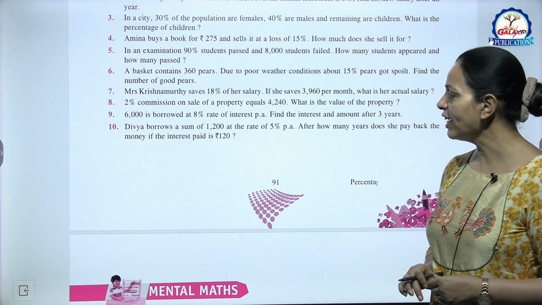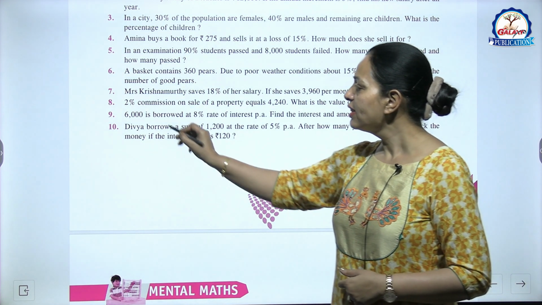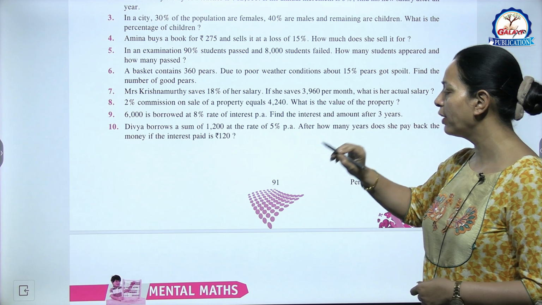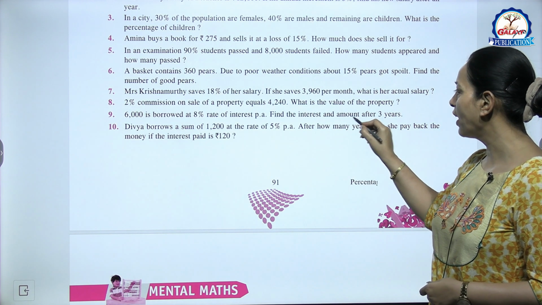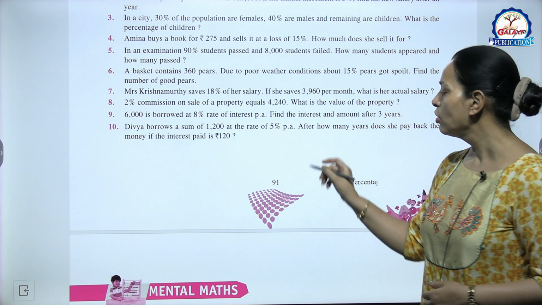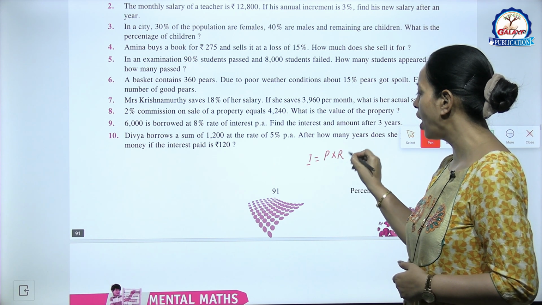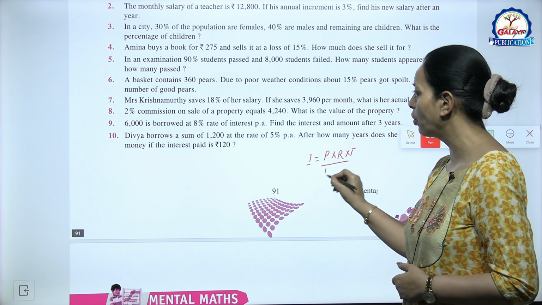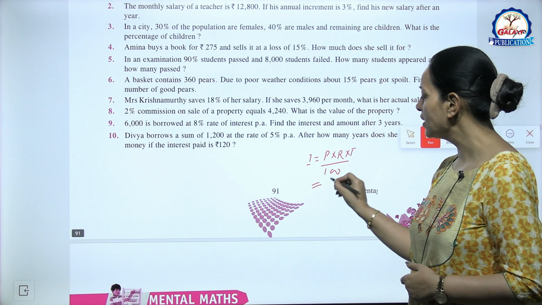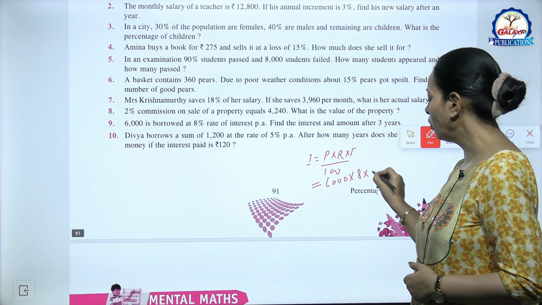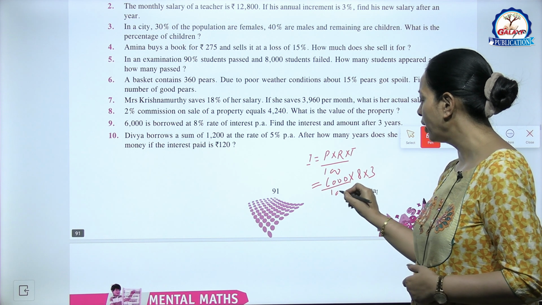So now see the next one, like ninth question. 6000 is borrowed at 8% rate of interest per annum. Find the interest and amount after 3 years. So what is interest? Interest we know is P into R into T upon 100. So that is 6000 into 8 into 3 upon 100.